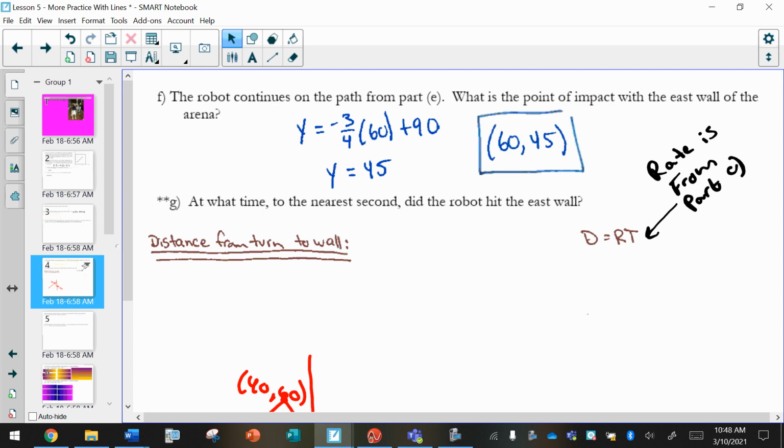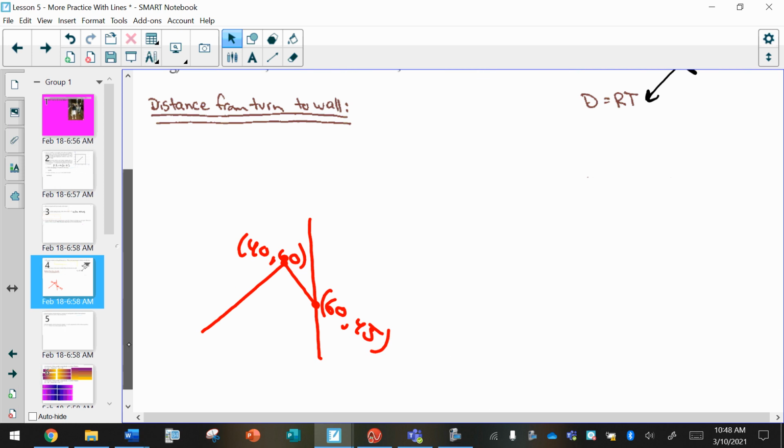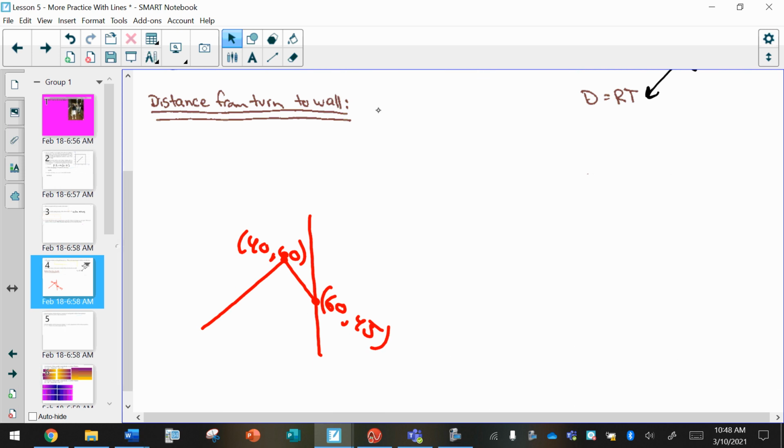Last part, at what time to the nearest second did the robot hit the east wall? Well, in order to know what time it hit the east wall, or basically what they mean by what time, how long after it started moving did it take for it to hit the east wall? What we have to do is find our distance. So distance from the turn to the wall is what we're looking for, because we have already found out the distance that it traveled.